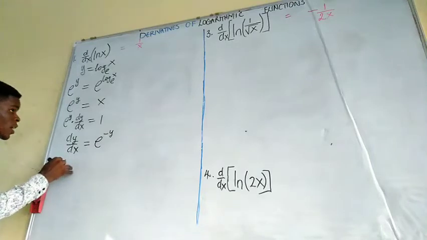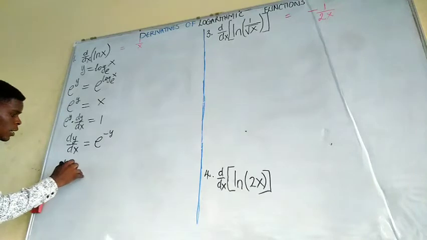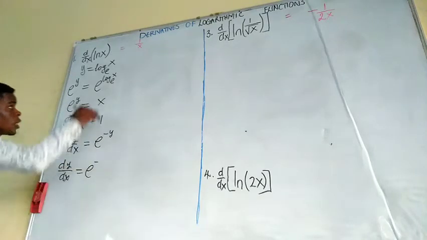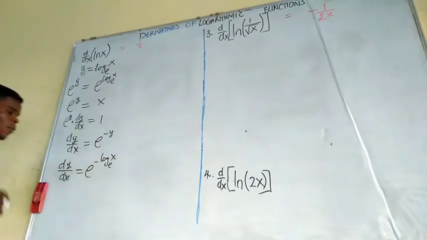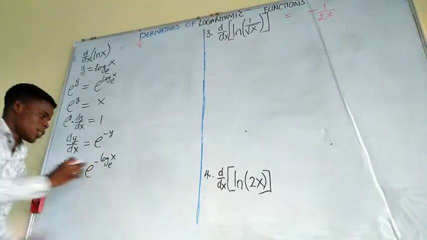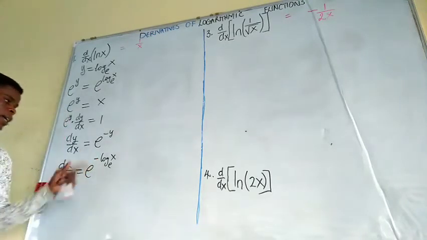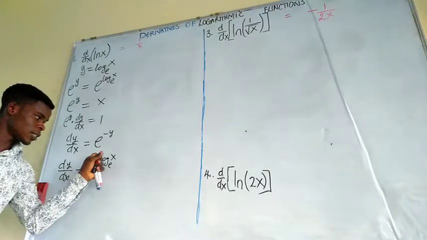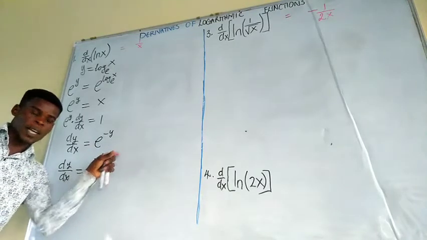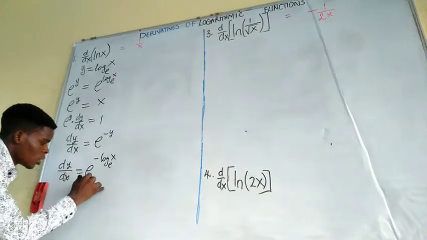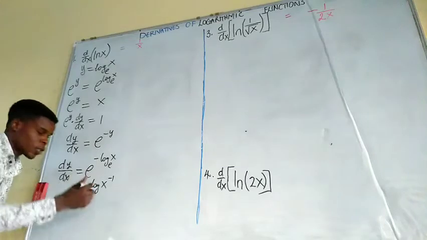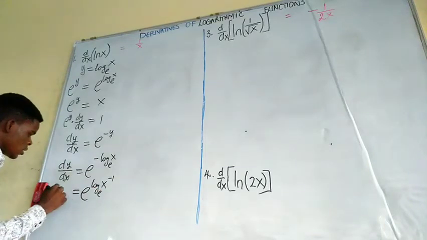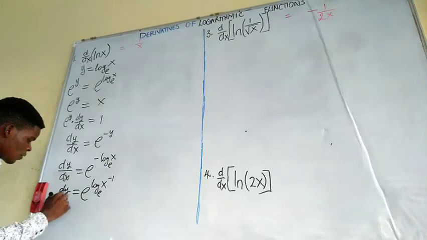We're going to have the derivative of y with respect to x is equal to e to the negative, y is log of x to base e, log of x to base e. Again, this is just a negative here, alright? Again, from the log property, we can take this negative right here to the power of x. So we're going to have e to the log of x to the negative first power. This is just negative 1 multiple, and this is base e.